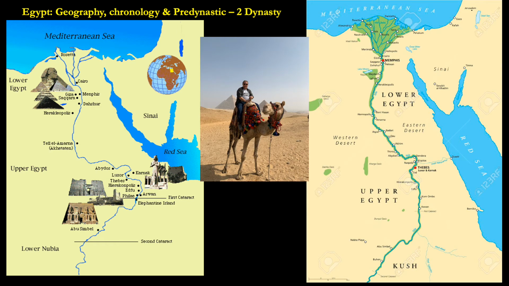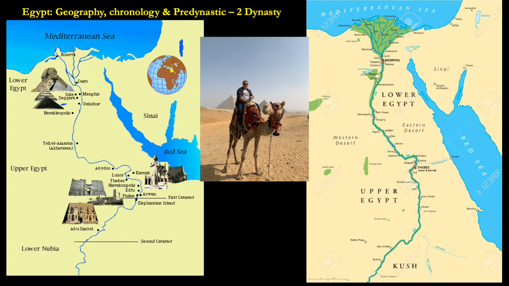This video introduces ancient Egypt, and we'll discuss some chronology and geography and the earliest signs of social stratification and kingship in Egyptian society, beginning in and around 3000 BC, just like we saw in Mesopotamia.